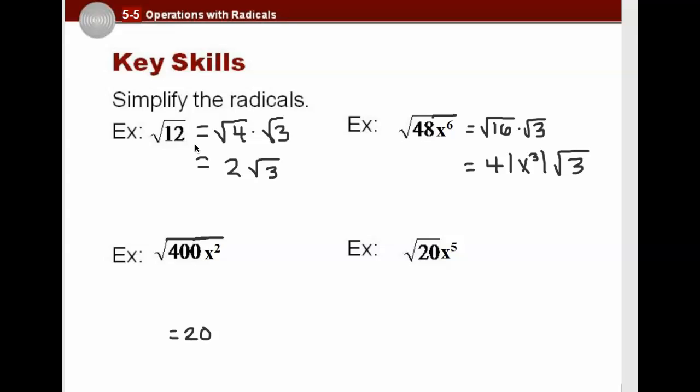The second part is the square root of x squared. So square root of x squared is the absolute value of x.